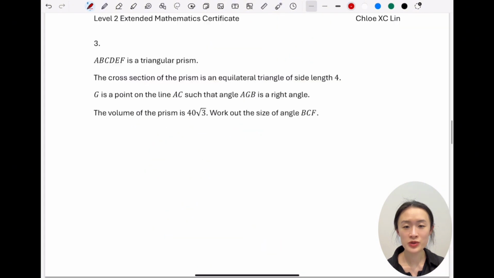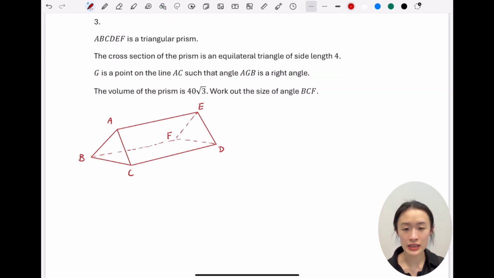Okay, so now moving on to the third question. In this question, we are told that this shape is a triangular prism. So what we can do here is to get ourselves a sketch and label its sides. We are told that the cross section is an equilateral triangle. So then that means AB, AC, and BC are equal. They are all 4. BG is perpendicular to AC.